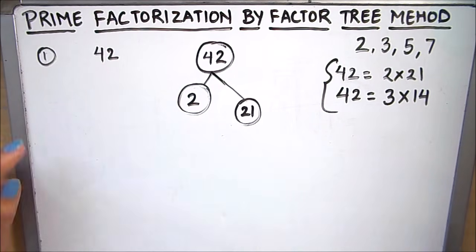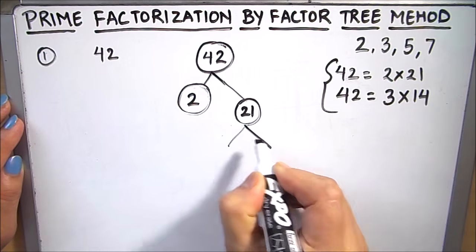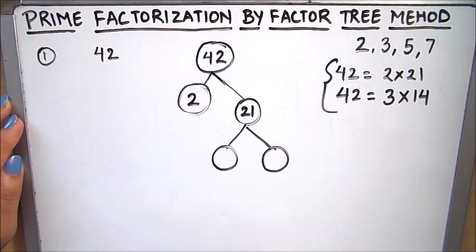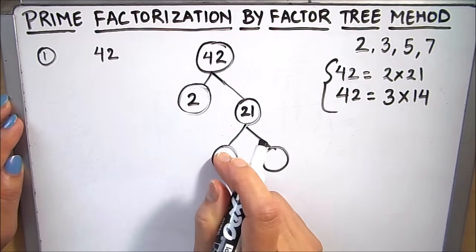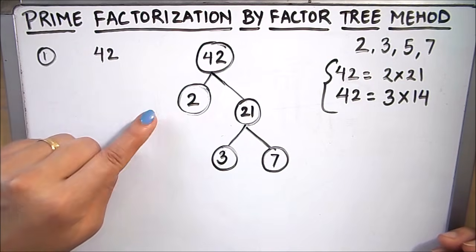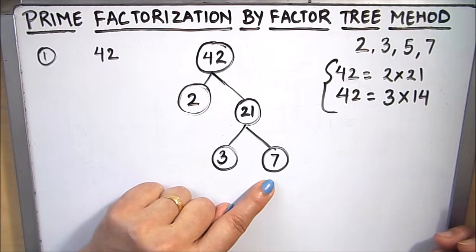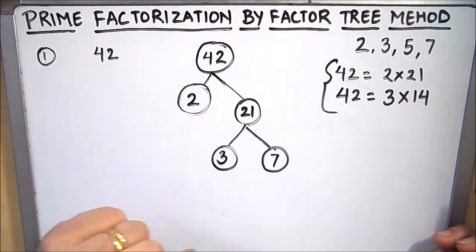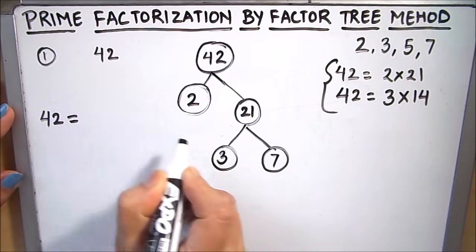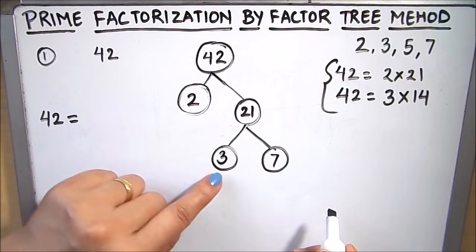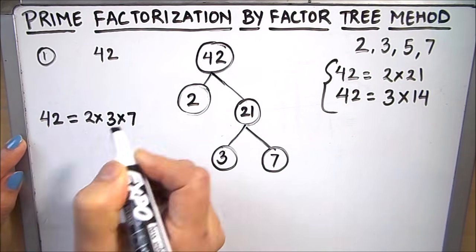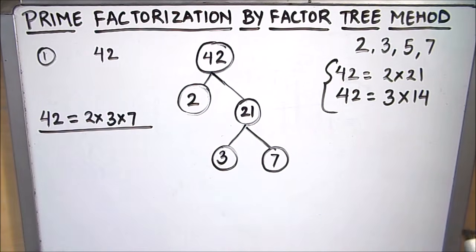So we'll divide 21. Again we'll follow the same process and write the factors of 21, among which one should be a prime number. So we can write 21 as 3 times 7. Here we see that 3 is a prime number and 7 is also a prime number. So all are prime numbers, and here we are going to stop. The factors of 42 can be written as these lower level numbers, which is 2 times 3 times 7. So these are all the factors of 42.